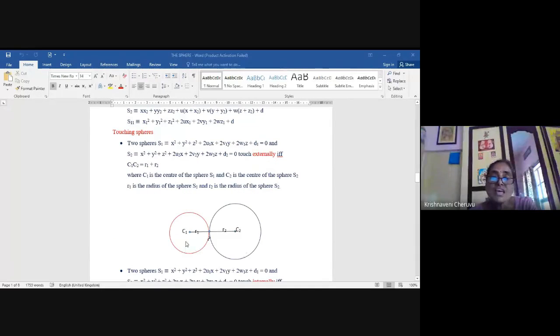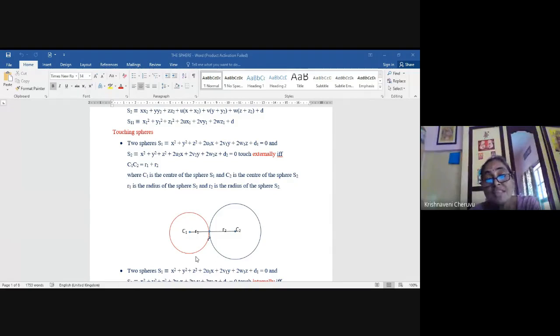This is the first sphere in red, girls, and its center is C1 and radius is R1. Whereas the sphere in blue has center C2 and radius R2. Now the sphere in red and the sphere in blue are touching at a point P. This is the point at which both the spheres are touching. In the figure, you can identify that these two spheres are touching externally.